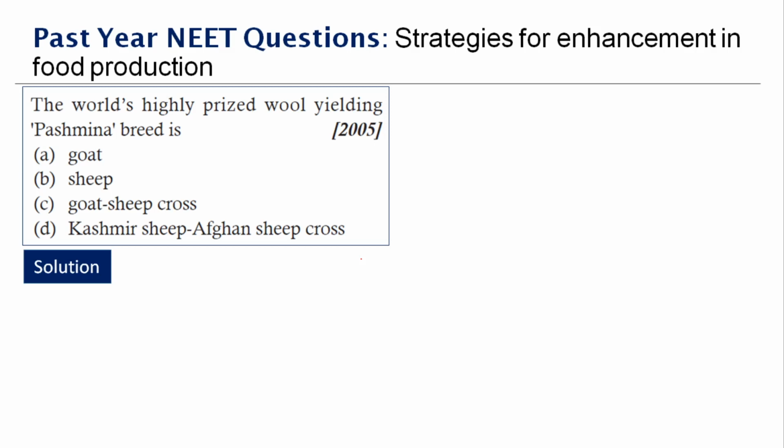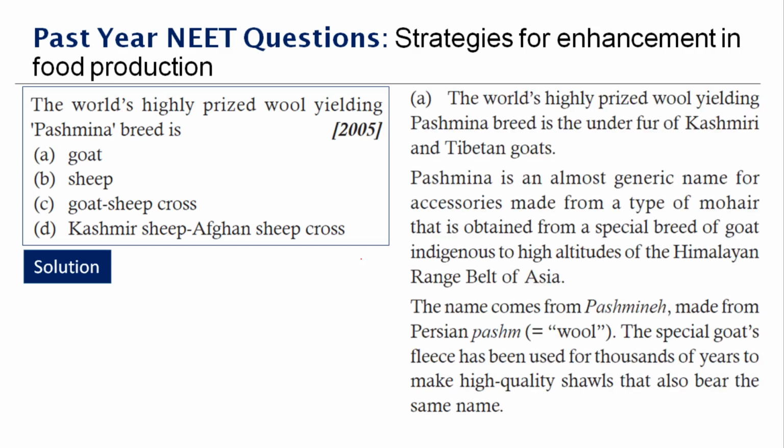The name comes from Persian, Pashm, which means wool. The special goat's fleece has been used for thousands of years to make high quality shawls, which also bear the same name. So of course it is from the goat, which is option A.